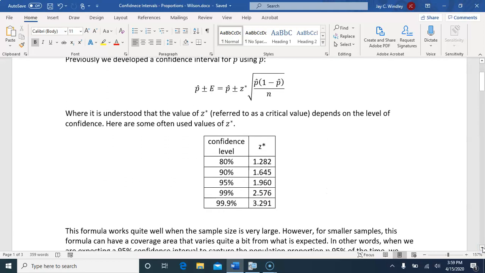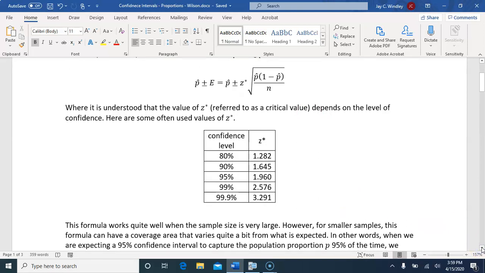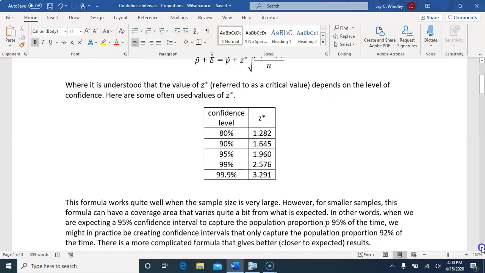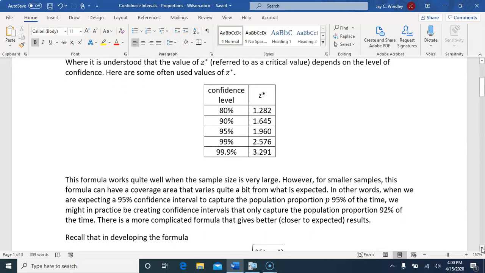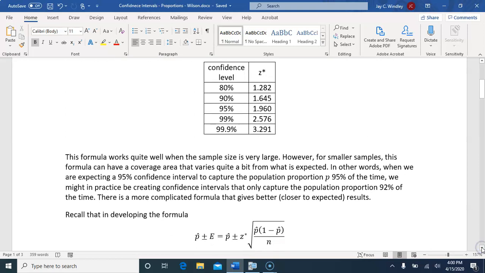The problem is that this formula works well when the sample size is very large, but for smaller sample sizes, it doesn't work that well, meaning we may think we're creating confidence intervals that capture the population P 95% of the time, but they may in fact only be capturing the population P 92% of the time or 93% of the time. So there's a more complicated formula that is going to take us some tricky algebra to get through.